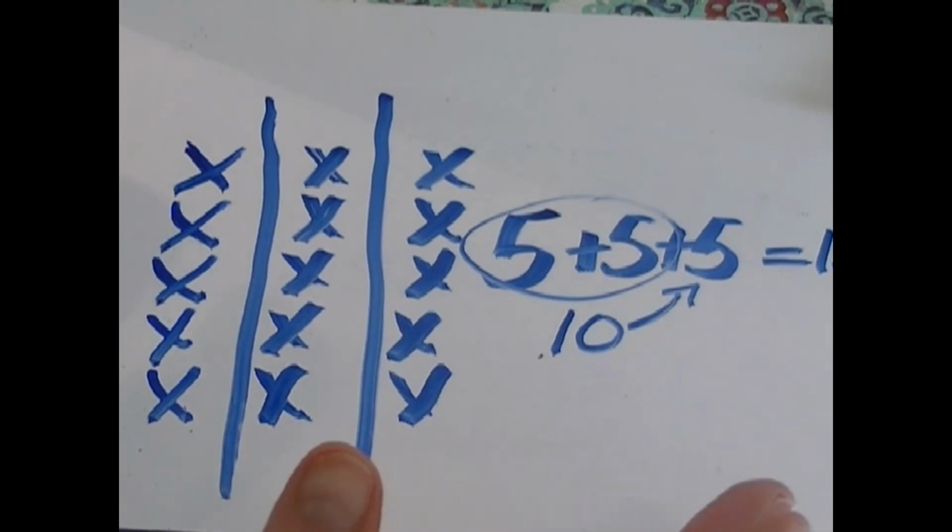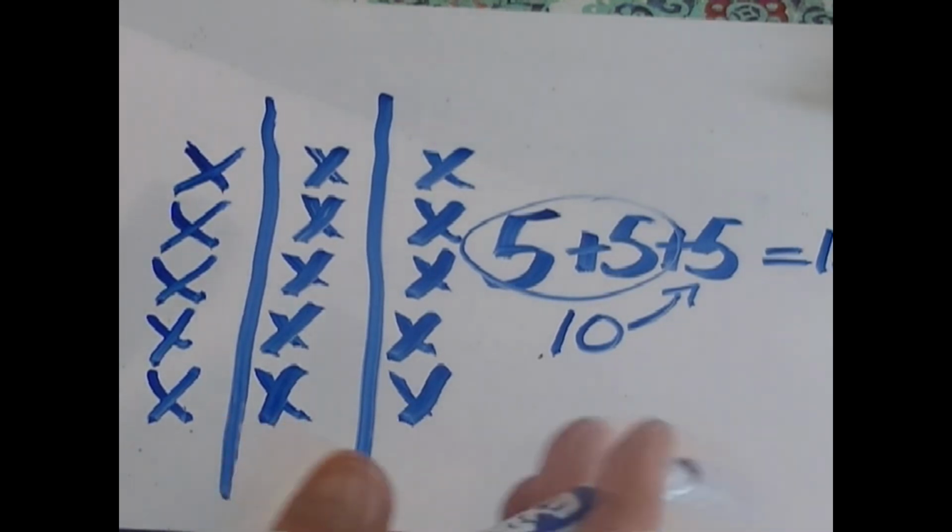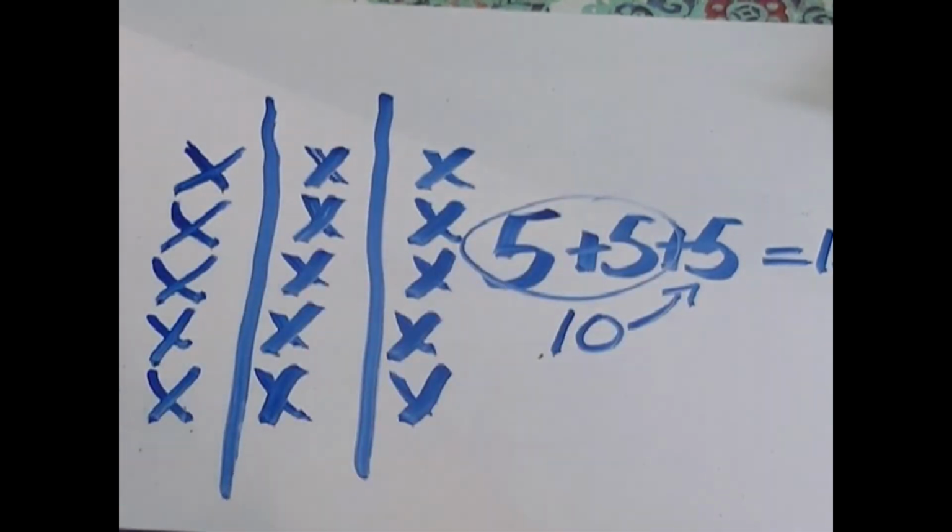So, what is another way that we could take these 15 X's and rearrange them into a different array? How could you do that? How could you take these 15 X's and turn them into a different array? I'll give you a minute to think about that.